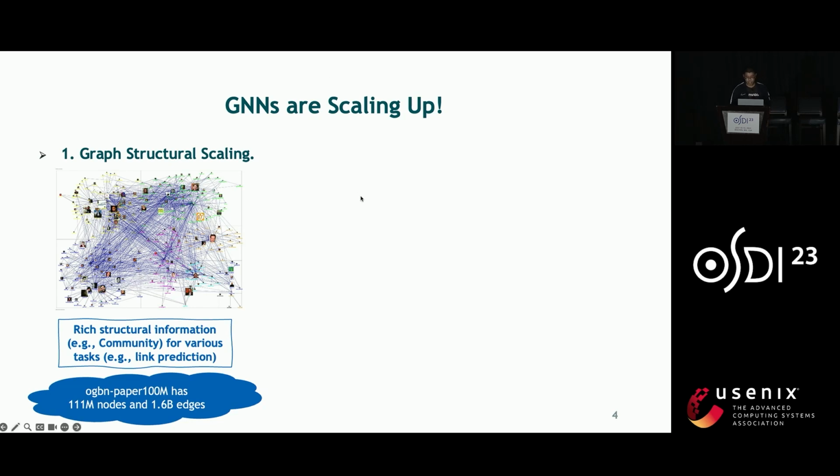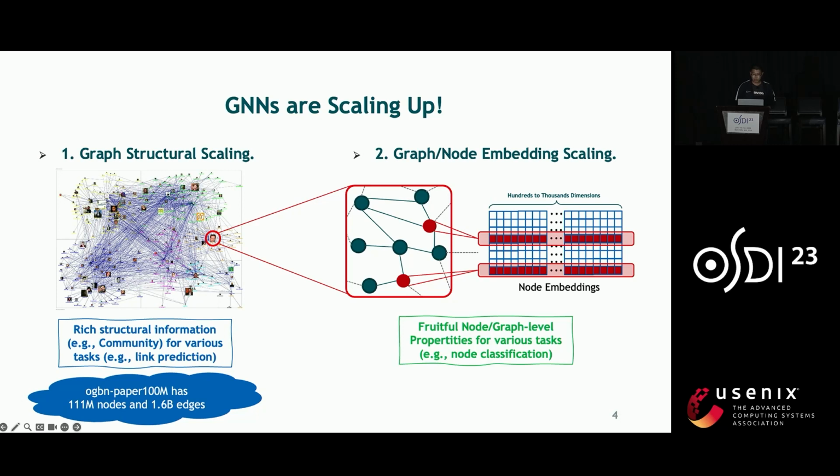And the second direction for scaling is to enrich the node and edge properties, which aims to promote the efficiency of downstream tasks, as shown by the size of the embedding of each node shifting from tens to hundreds or even thousands. For instance, a recent dataset also has 600 input features.